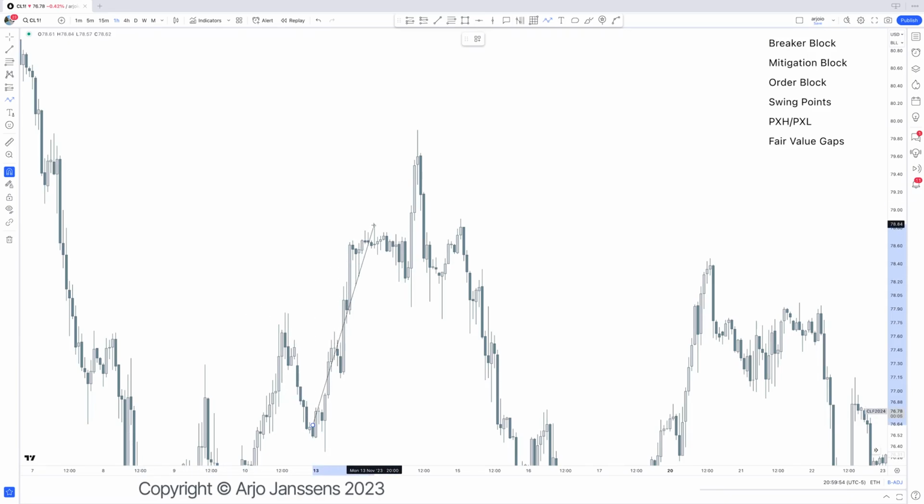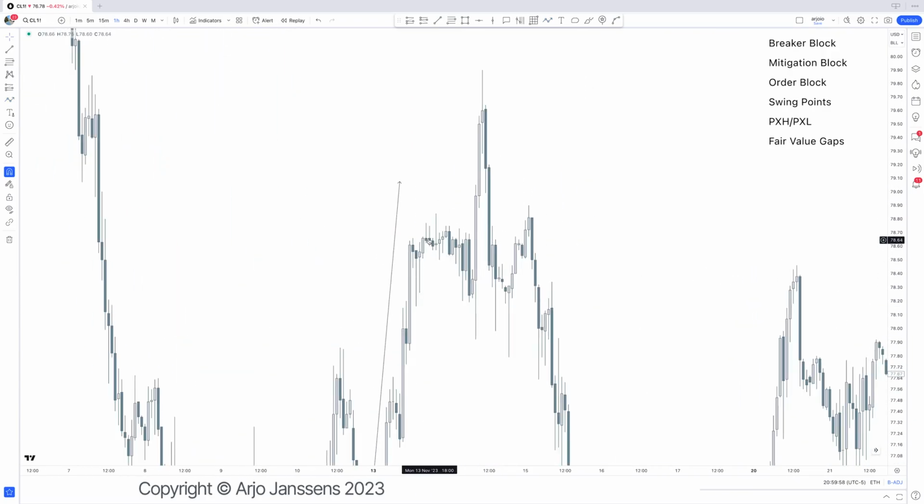Then that move higher creates this swing high that is sitting right there, this swing high. That swing high creates a move lower. That swing high creates this swing low, which is just, again, we just move higher.